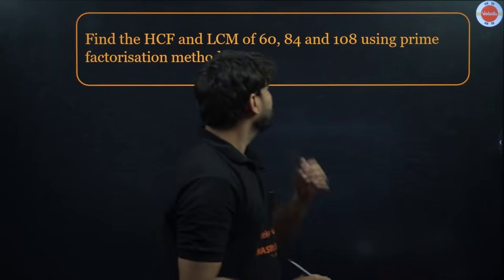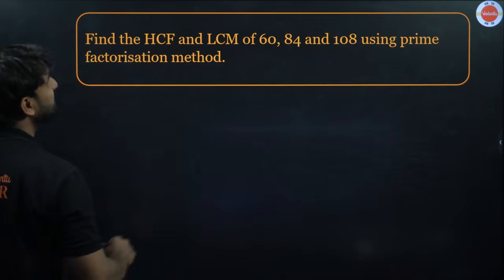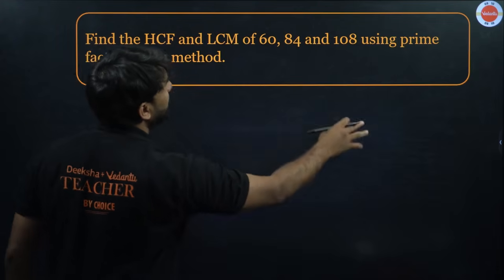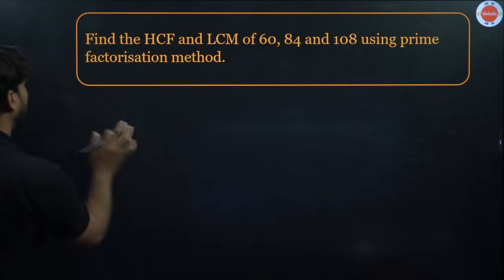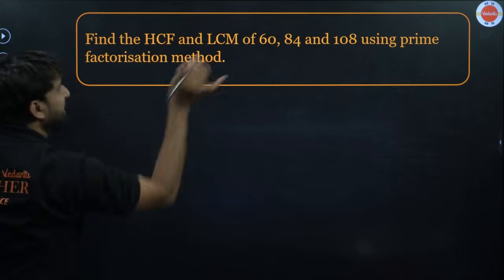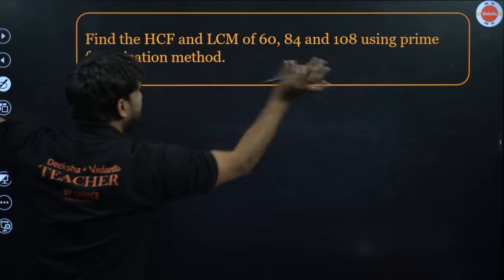Okay, so find the HCF and LCM of 60, 84, 108 using the prime factorization method. Again, same question. So what we have to do here? Let's find out the prime factors of all these three numbers first.